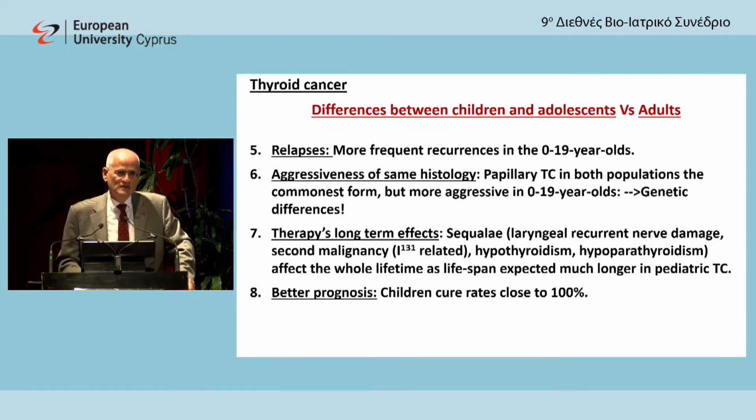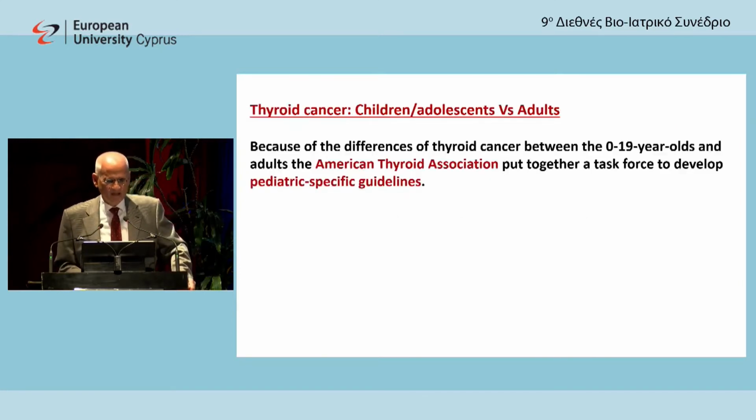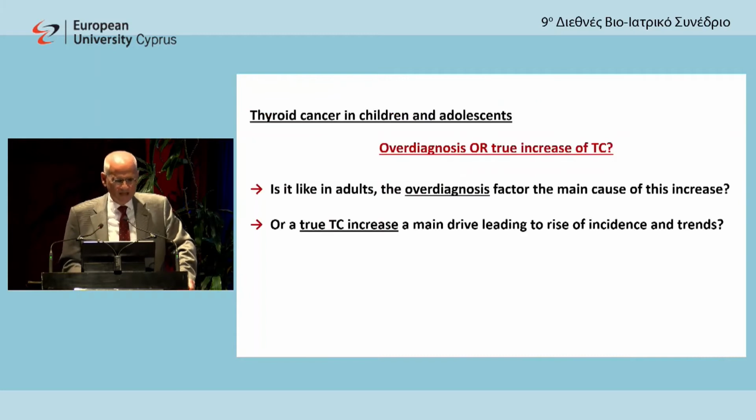I already spoke about the aggressiveness of the same histology. And always we have to remember the therapy's long-term effects, because in pediatric oncology, we try to cure more, but also to cure better, without long-term sequelae for the survivors. Of course, when we treat children, we know that any sequela will be for the whole lifetime, as lifespan is expected to be much longer. However, in spite of these differences, the prognosis in children is better, with cure rates close to 100%. Because of these differences, there are specific pediatric guidelines, such as the one by the American Thyroid Association, which have to be used in this setting.